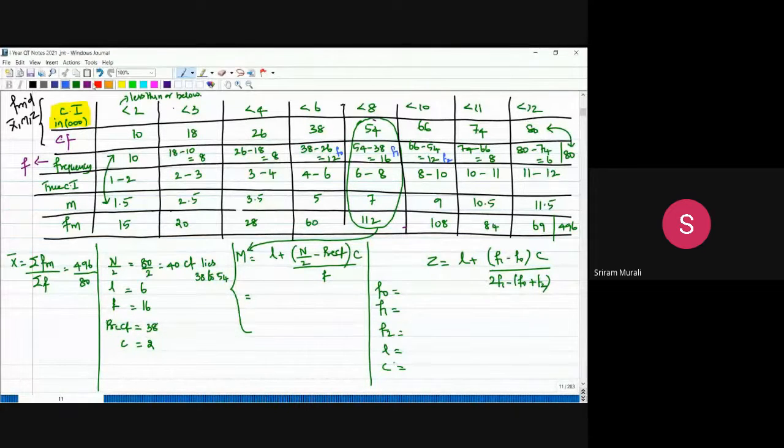So you write what is F1? Modal class 16. The respective lower limit is 6. F0 is 12. F2 is also 12. C is 2. I mean 2000, I call it as 2. Can you now substitute?